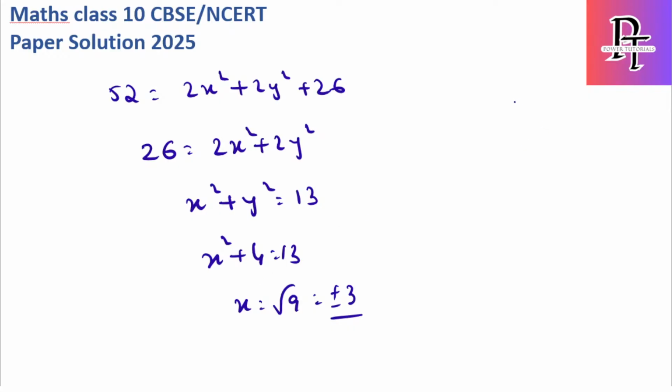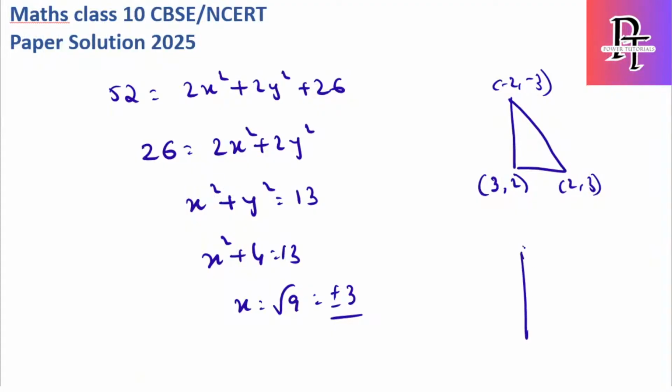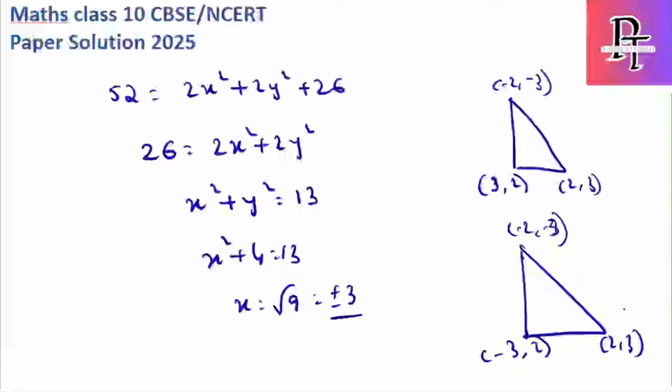So simply the triangle can be 3, 2, and then we have 2, 3, minus 2, minus 3, or the second triangle can be minus 3, 2, and then 2, 3, minus 2, minus 3. So both are correct because this distance and this distance will be the same with respect to this triangle. Yeah, fine, because anyway this distance will also change.